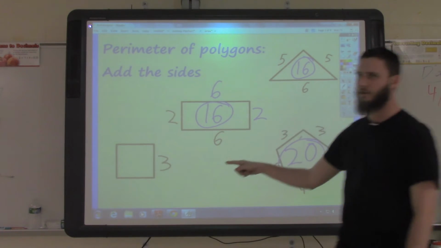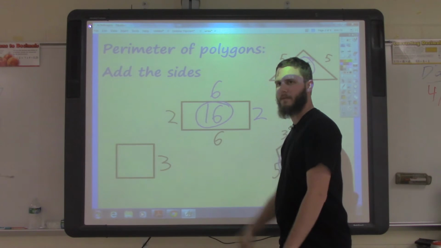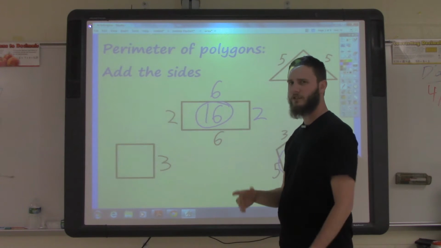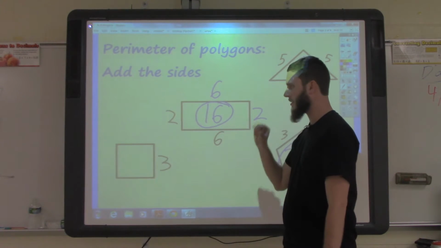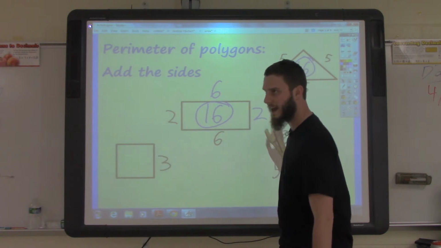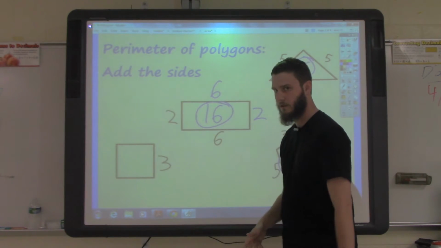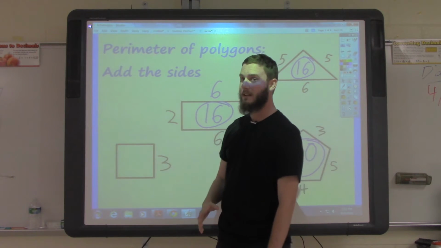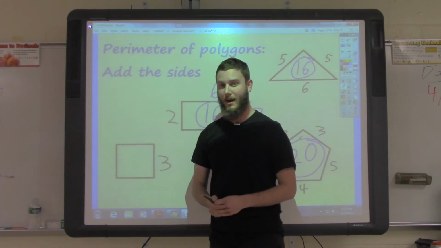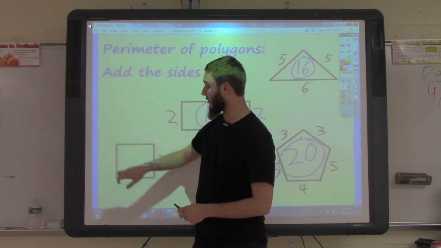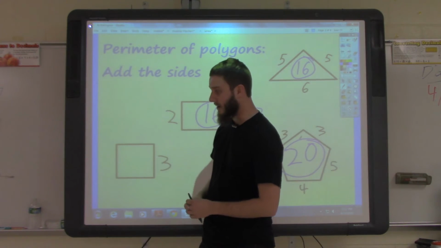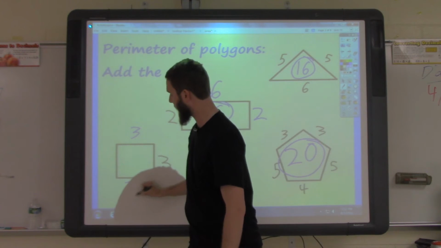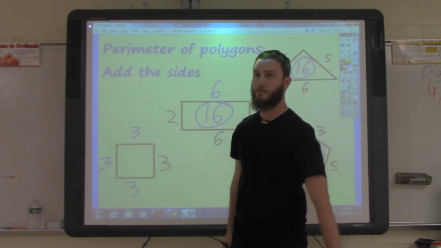Now for the square, you'll notice that I've only written 1 number, and that's because a square is just a very special term for a rectangle that has all equal sides. So if this side right here is 3, that means, assuming it is a perfect square, that every single side is also going to be 3. The top is 3, the bottom is 3, and the other side is all 3.